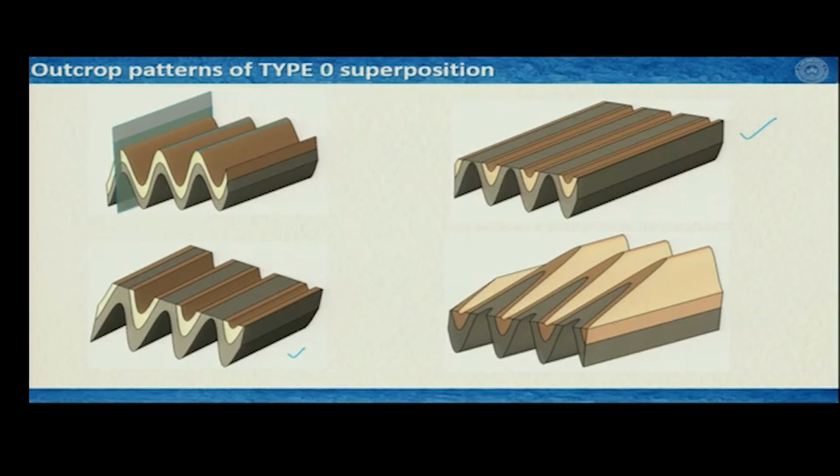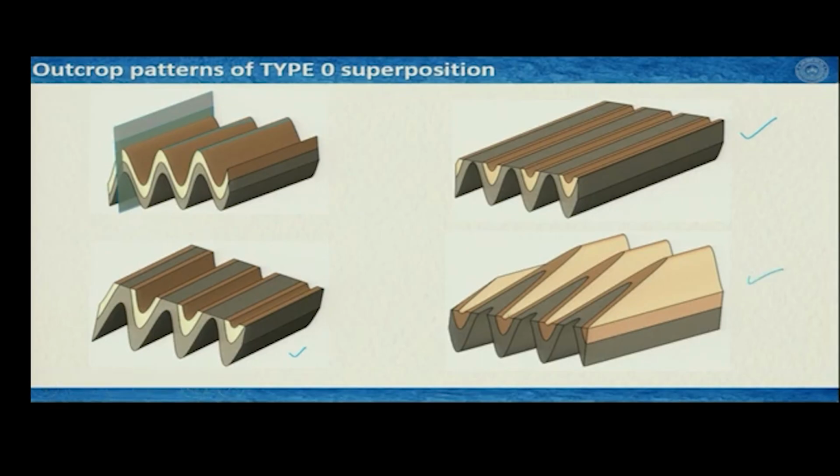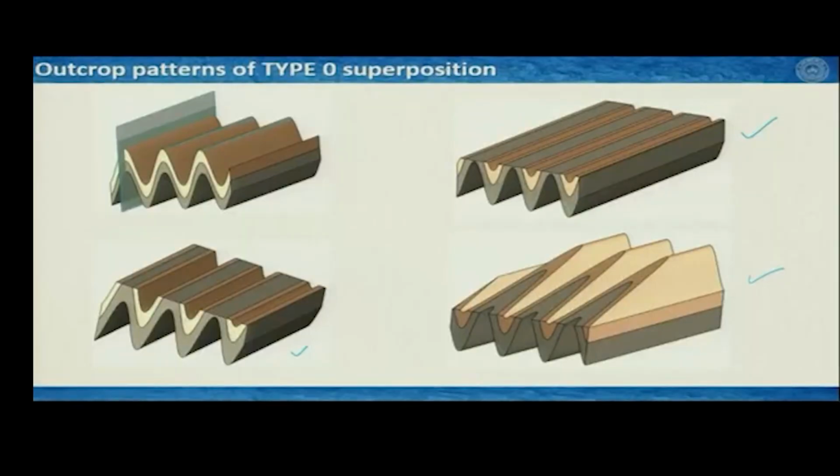But this section, as you can see, cuts both F1 and F2. And if you cut this at a different angle, which is here, then it may show up as a folded structure. But this is something we really cannot interpret by looking at it, whether it is type 0 superposition or a single type of fold. So this is how it is with the type 0 type of superposition.